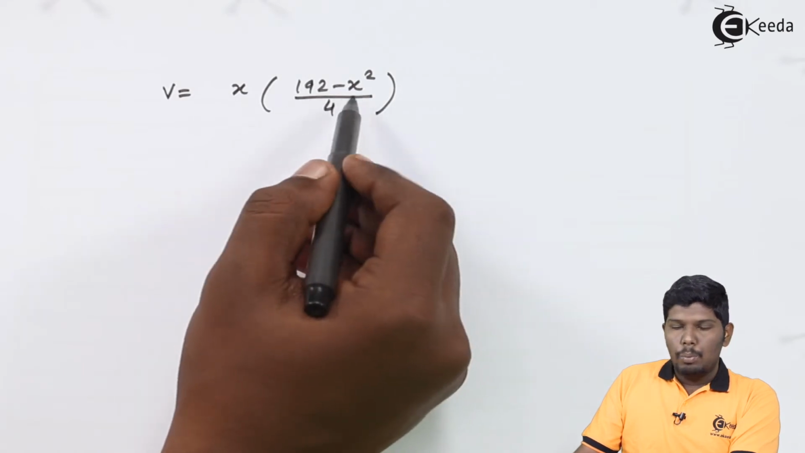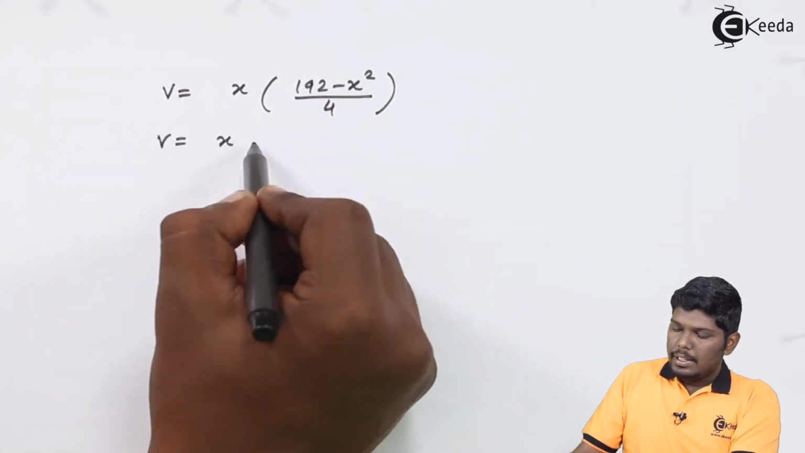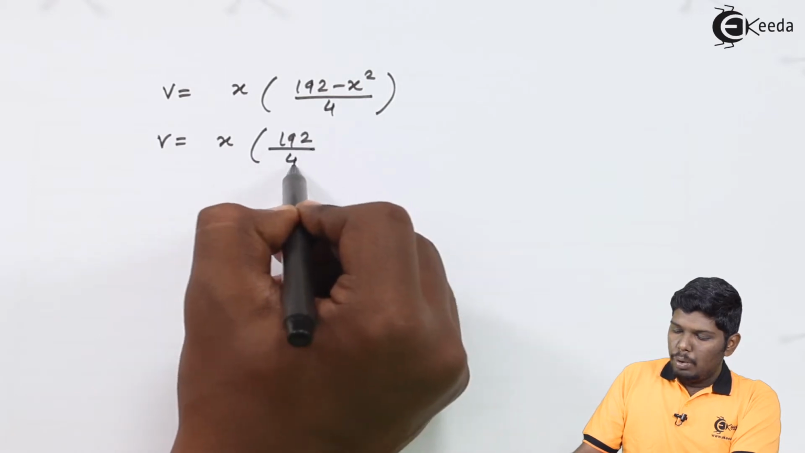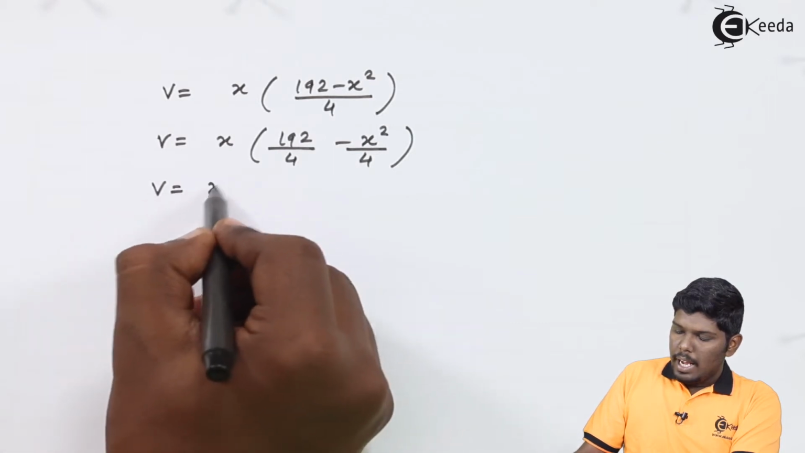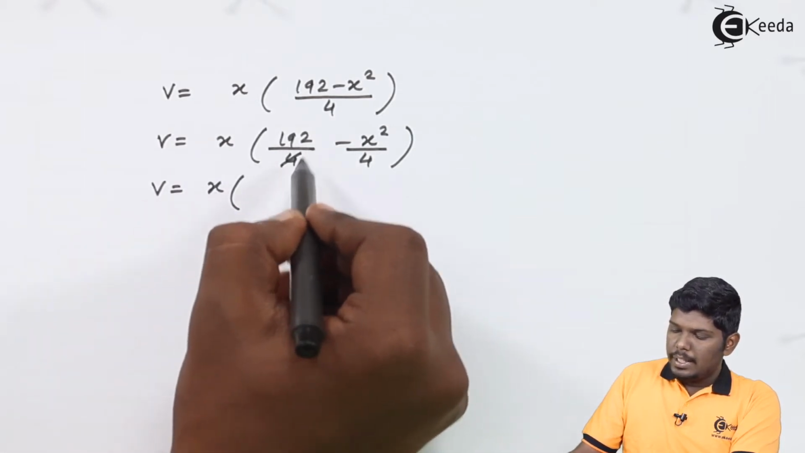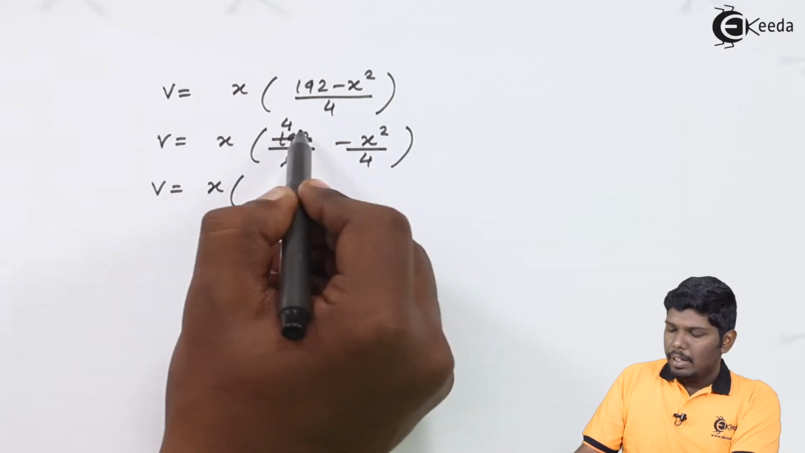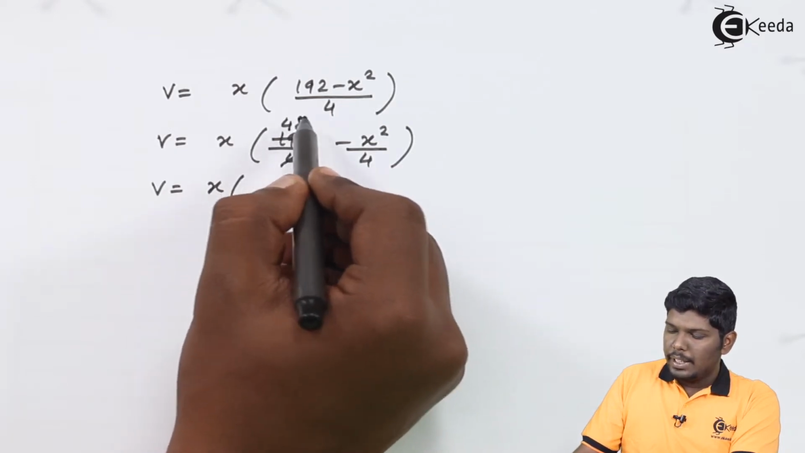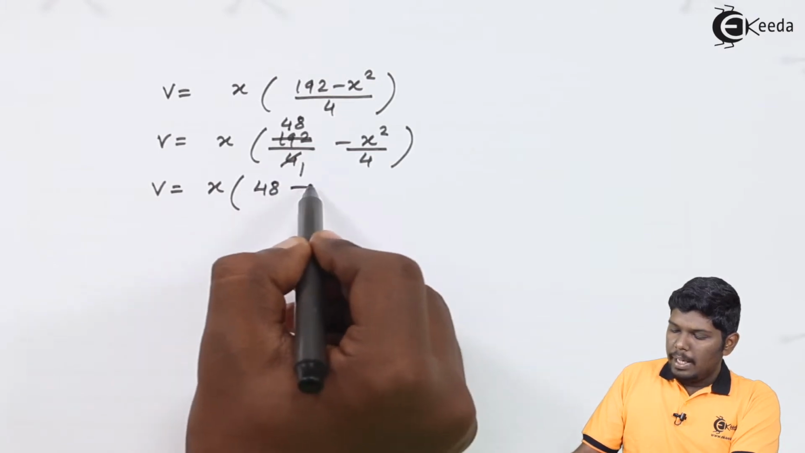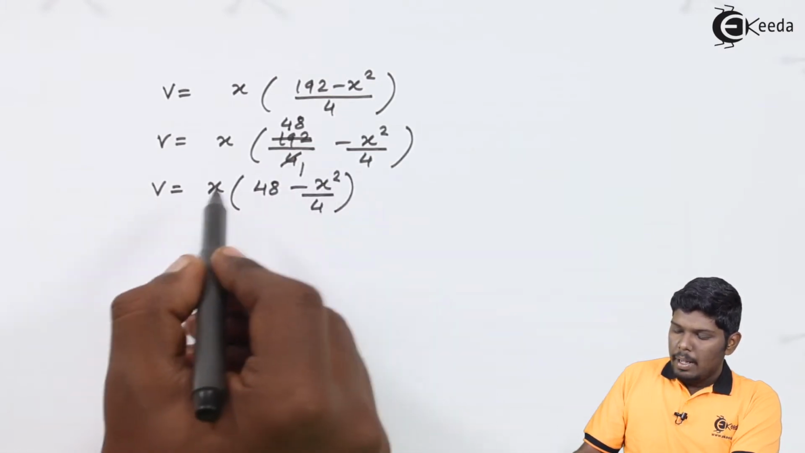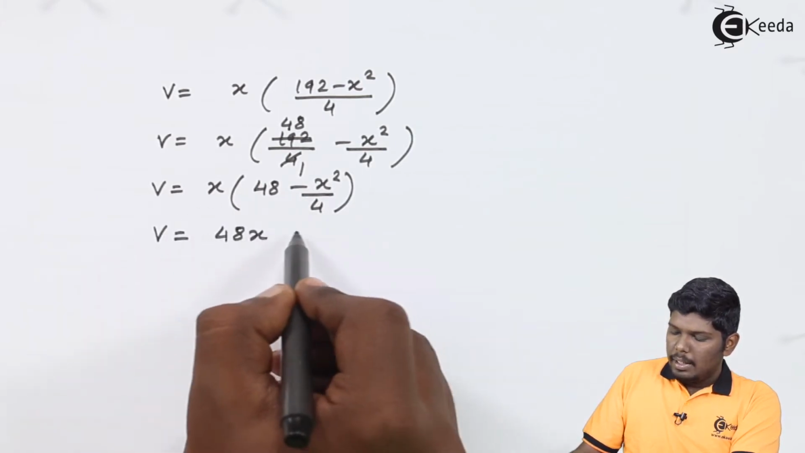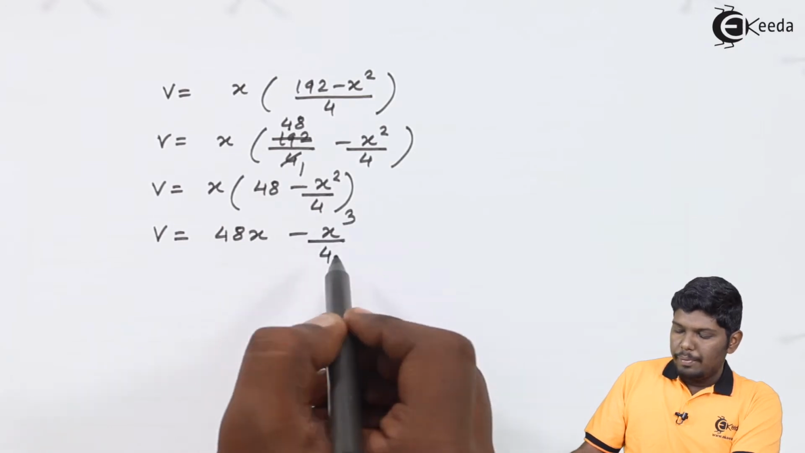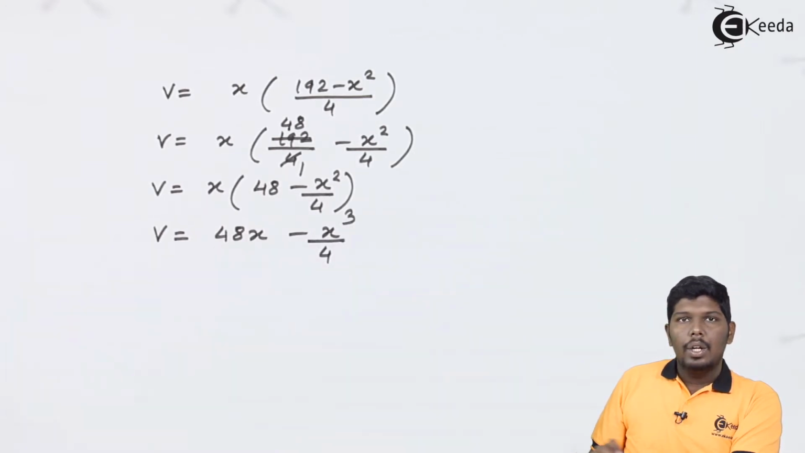On separating this 4 to both the terms, we have x into 192 upon 4 minus x square upon 4. That will give you x into, 4 1s are 4, 4 4s are 16, 3 carry on, this becomes 32, and 4 8s are 32, 48 minus x square by 4. Multiplying x to both the terms, we will get volume as 48x minus x cube upon 4. Now our equation is ready to check for maximum or minimum volume.